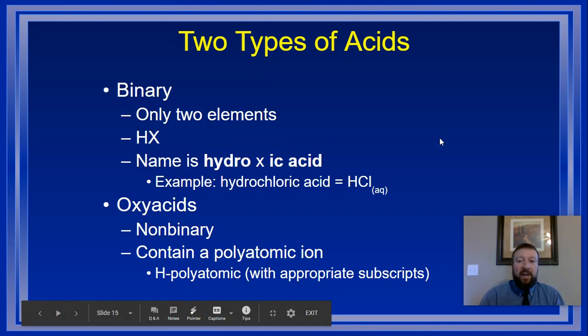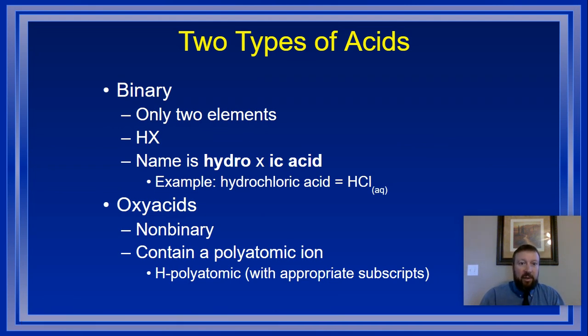Now, there are going to be 2 types of acids that can form. Binary, which means 2, so there's only 2 elements. And that would come from the idea that we would have a nonmetal at the end, and its ending would be ide, right? So if I was just to look at Cl by itself, I'd say, oh, that's chloride. So if it's an IDE ending, it's binary.